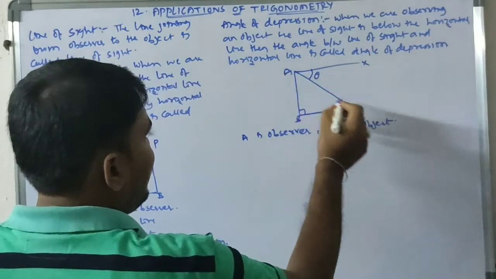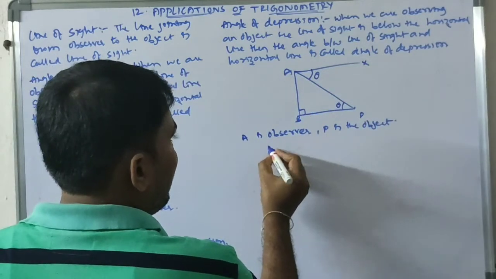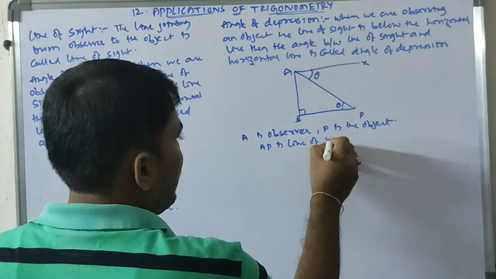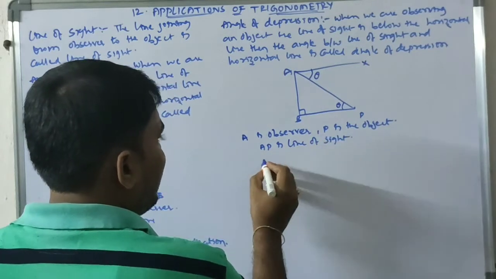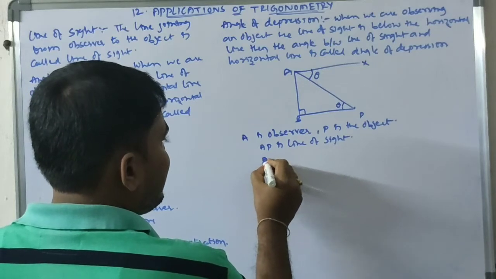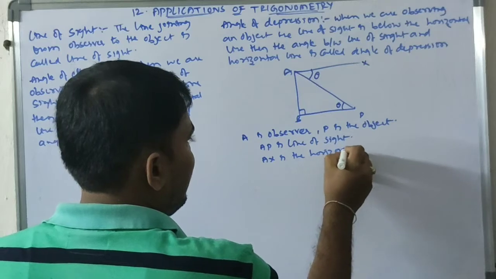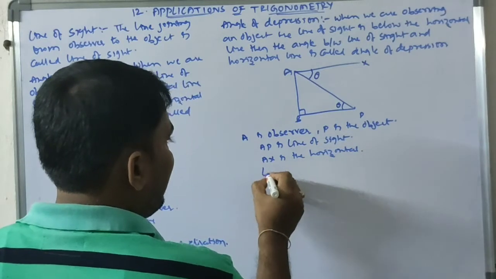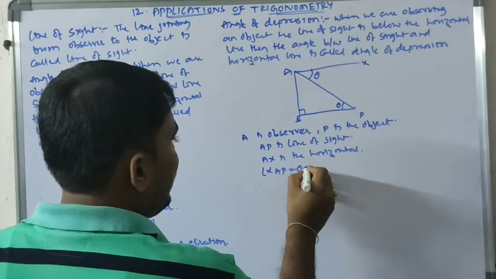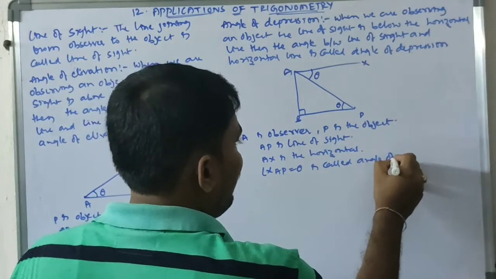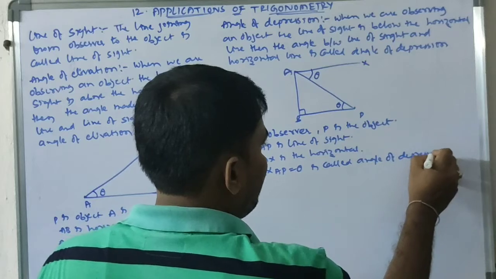Next, P is the object. AP is the line of sight, and AX is the horizontal. So, angle XAP equal to theta is called the angle of depression.